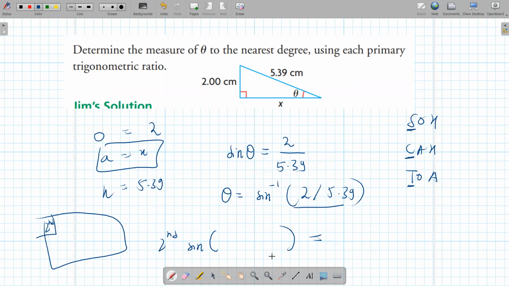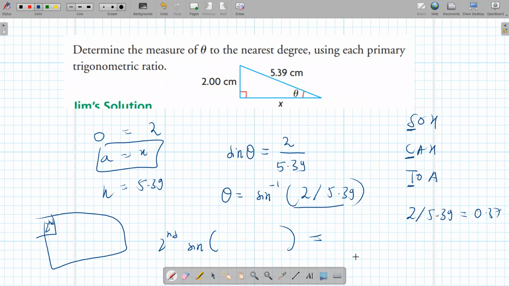0.37. Is it that small? 2 divided by 5.39. Nope, it's not supposed to be that small. Did you put brackets? I did. Okay, let's try doing this. We just do 2 divided by 5.39 on the side. 2 divided by 5.39, and that is 0.37, right?